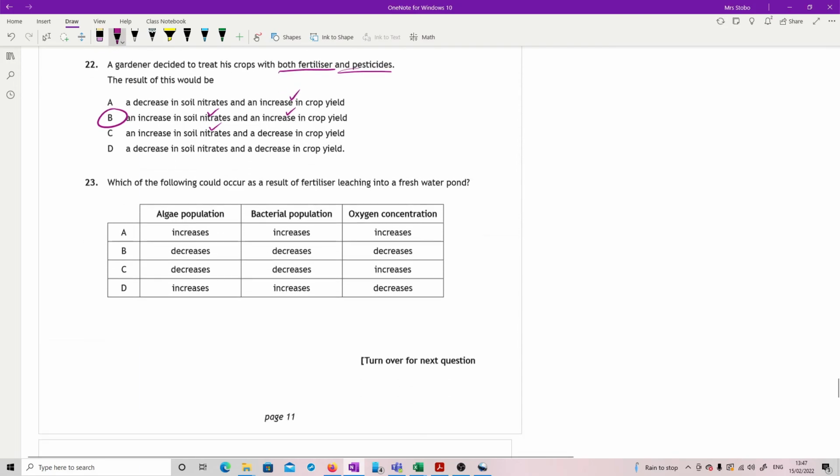23. Which of the following could occur as a result of fertiliser leaching into a fresh water pond? So if I've got fertiliser, I'm going to increase plants, so my algae is going to increase. That means that also my algae is going to die, which means my bacterial population is going to increase, and that means that they will use up all of the oxygen, so oxygen will decrease.